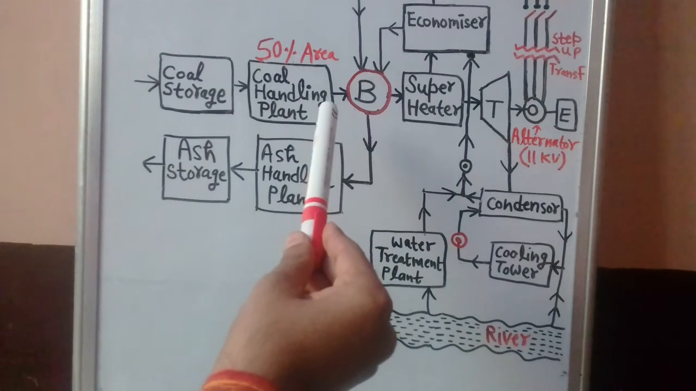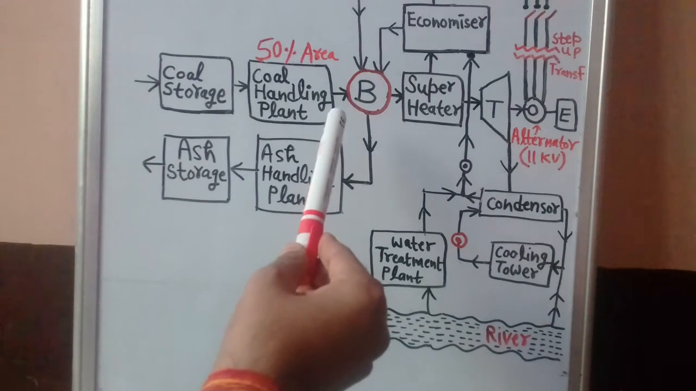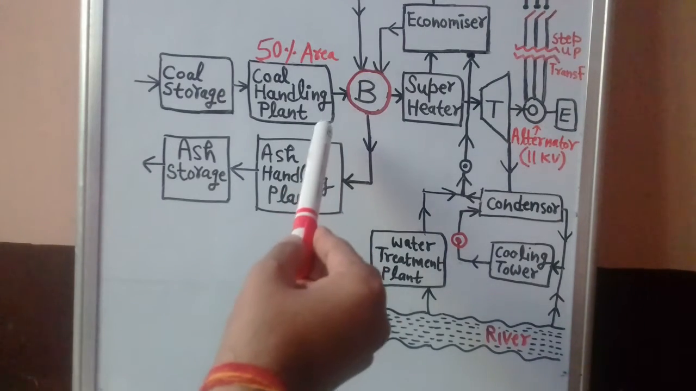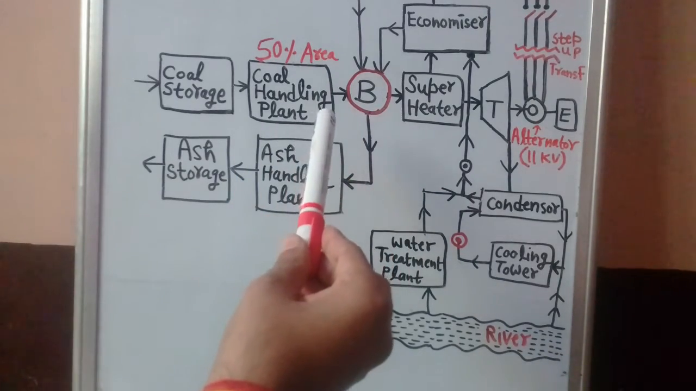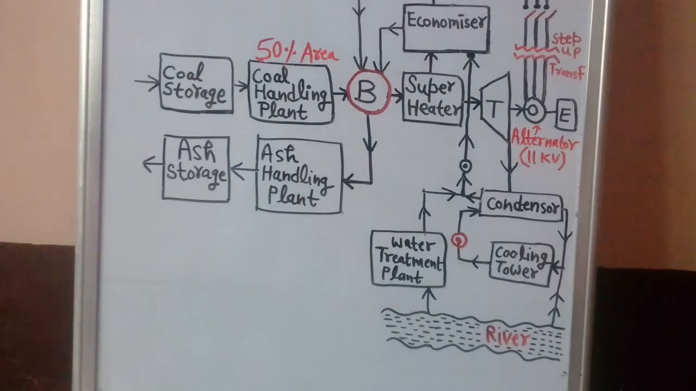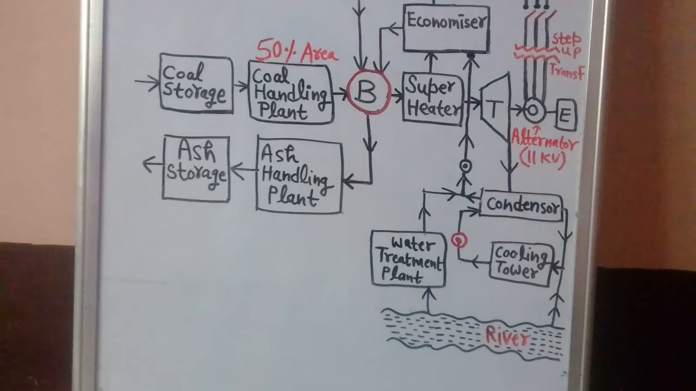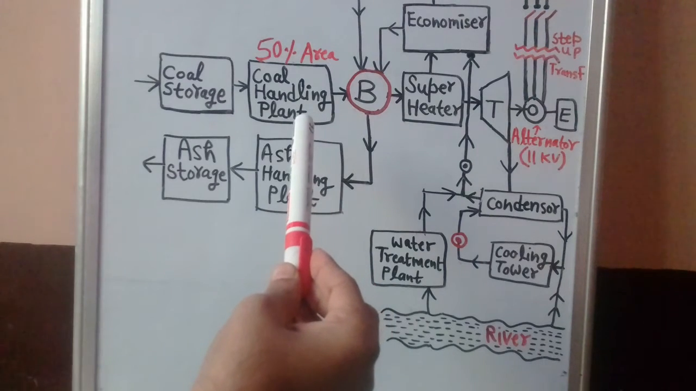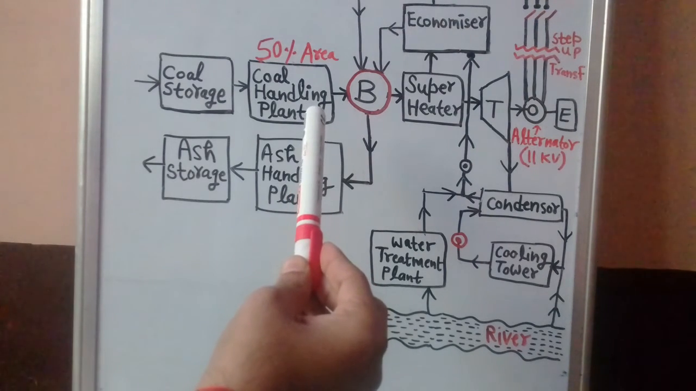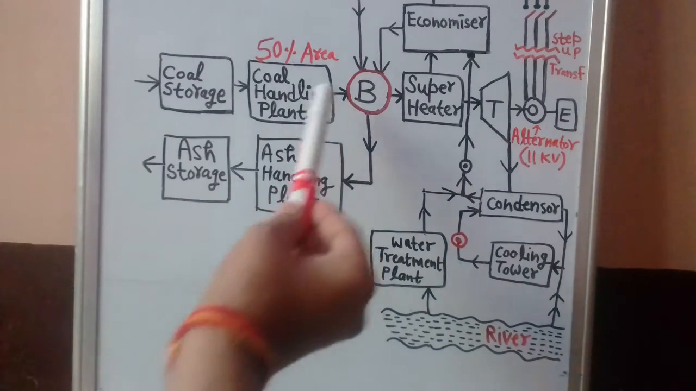so in order to promote the rapid and proper combustion of the coal, and to increase the combustion efficiency of the coal, pulverization is necessary. That means we should crush the coal into small pieces. Due to pulverization, the surface area of the coal increases, and the coal is now ready for proper and rapid combustion. That's how the combustion efficiency of the coal increases.